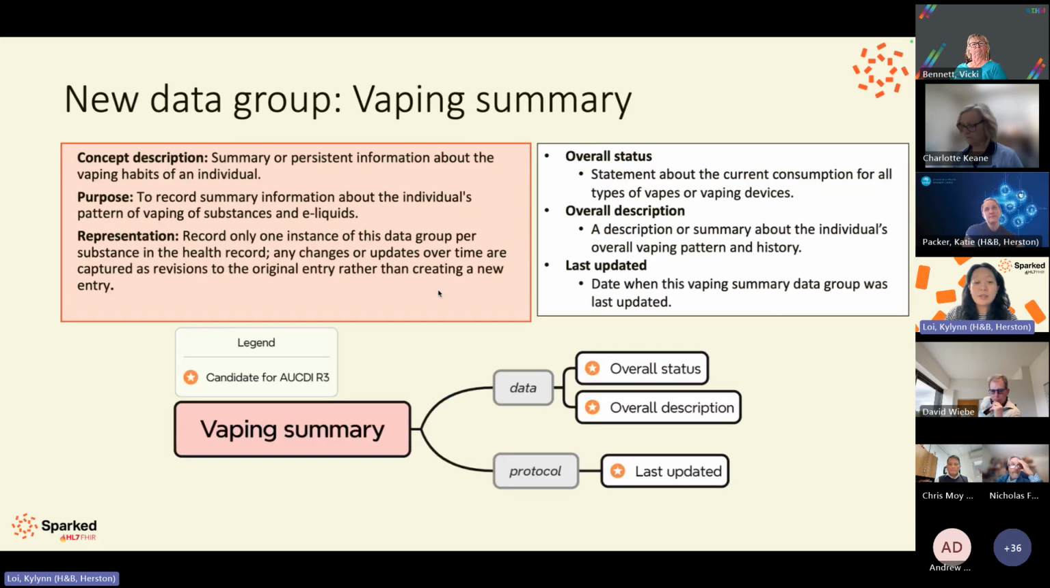A vaping summary. This is just an initial vaping summary group to get us started. It's the first step in starting to collect something, and we can figure out over time what additional data elements we want to add in future AUCDI releases.